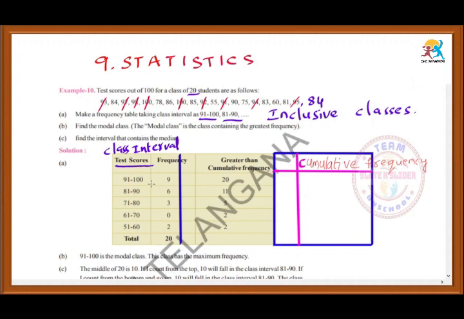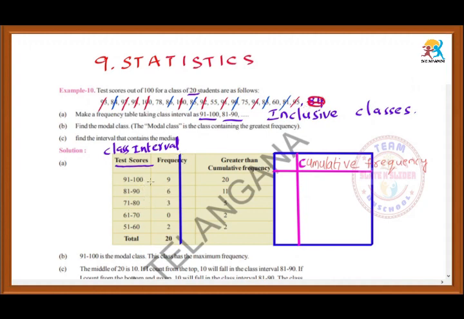And we take one more, that is 81 to 90. We will count 1, 2, 3, 4, 5, 6. So the frequency is 6. Next 71 to 80. Actually I will correct this: 81, 84. So don't take this into consideration. This is 81 to 90.